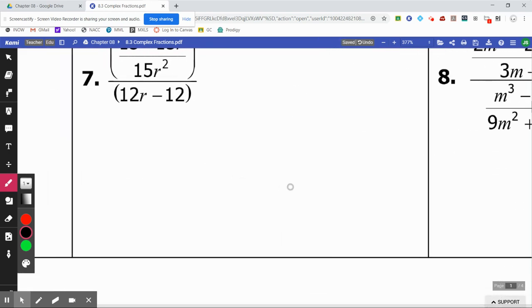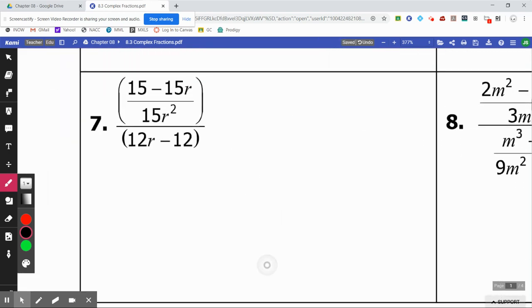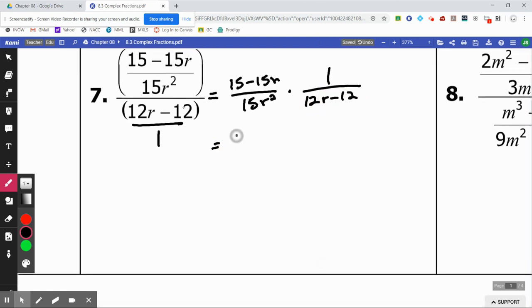Number 7. Now the bottom, if you don't have a complete fraction, that is understood to be 1. So we're going to flip and multiply. That's going to be 15 minus 15r over 15r squared times 1 over 12r minus 12. Now let's do all of our factoring. Let's pull a 15 out of the top. You're left with a 1 minus r.